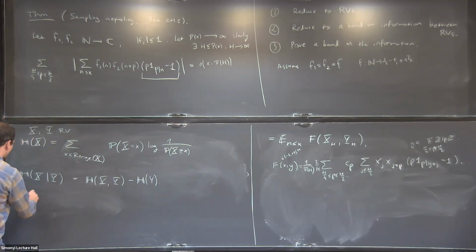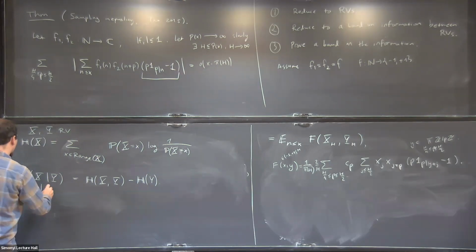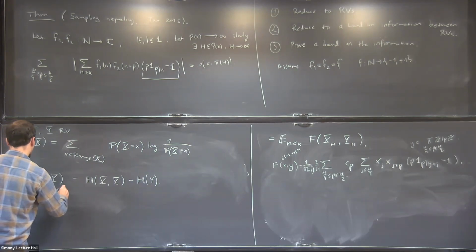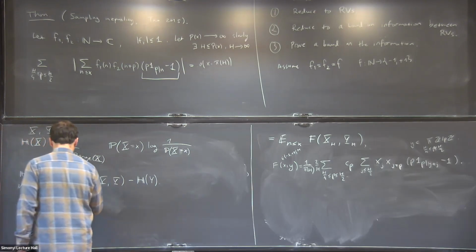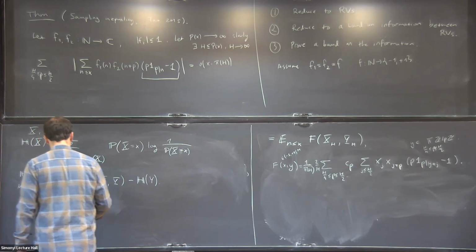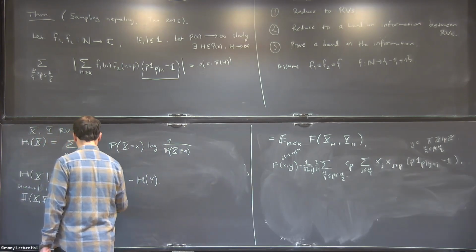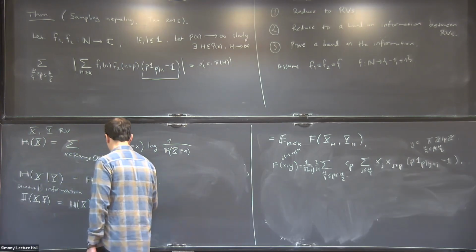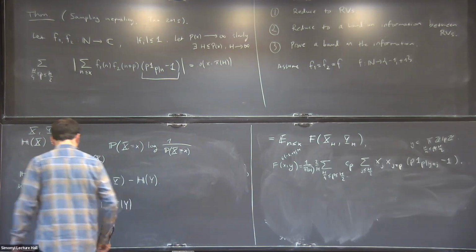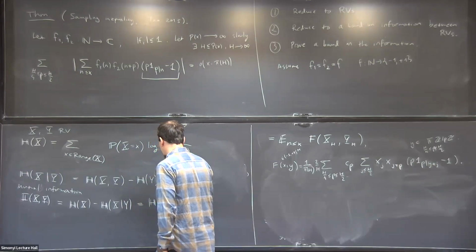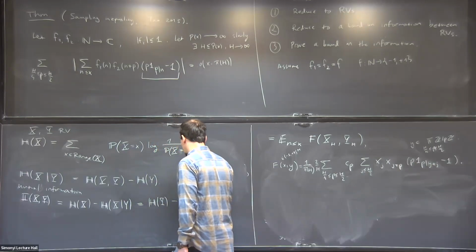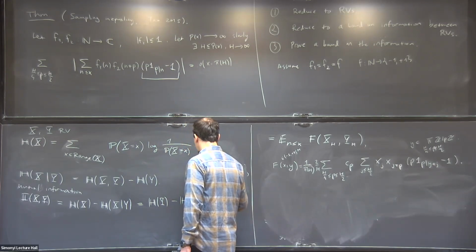And finally, the mutual information between X and Y is equal to the entropy of X minus the entropy of X given Y. And you can check this is also equal to, it doesn't matter which way you take X and Y, the entropy of Y minus the entropy of Y given X.